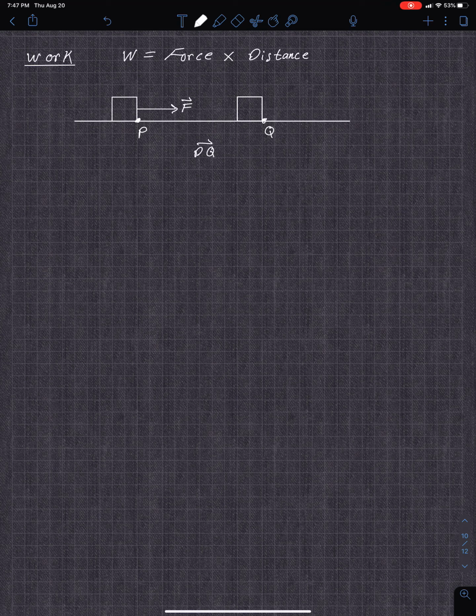And then work, in this case, is really simple. It's just the magnitude of the force times the magnitude of the vector PQ, the distance. That's the distance, right? Okay, so that's all nice, well and good, but that's not what we're going to do. We're going to have a force that's acting on it with an angle.